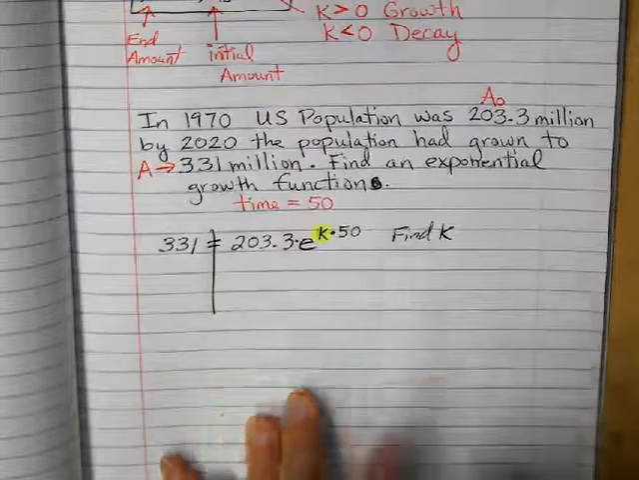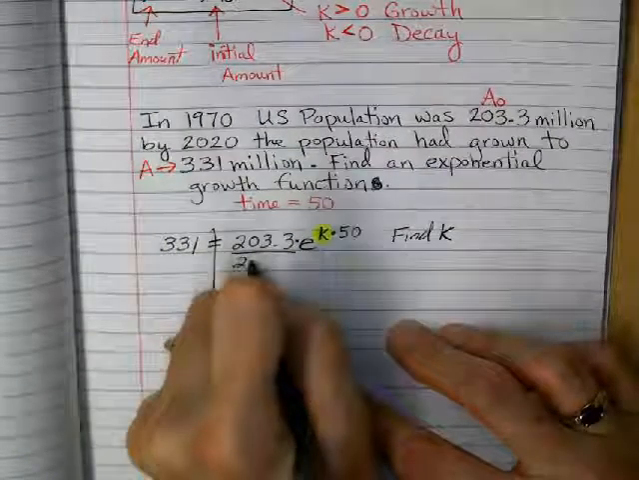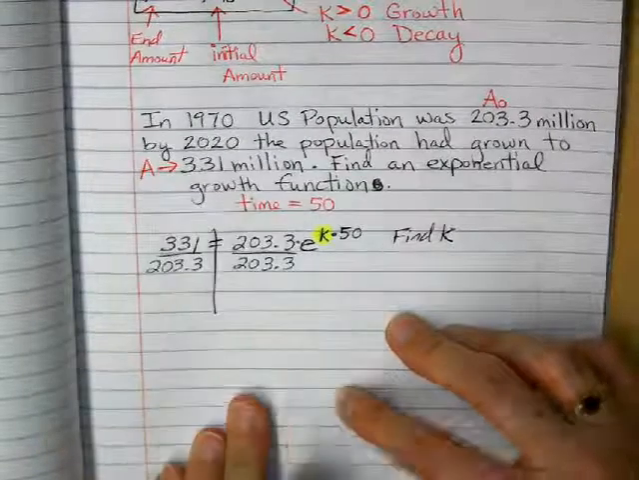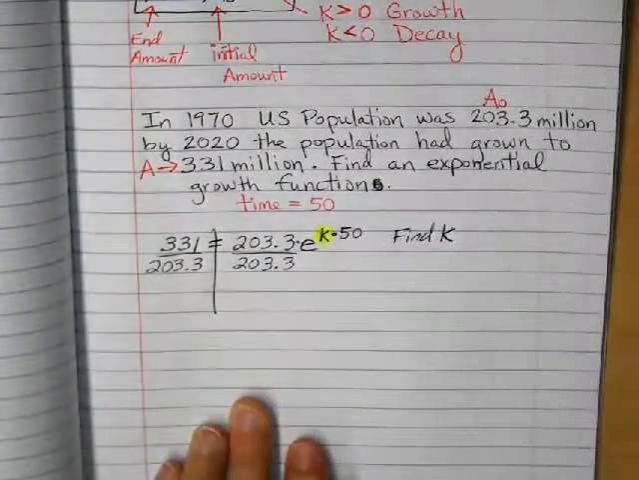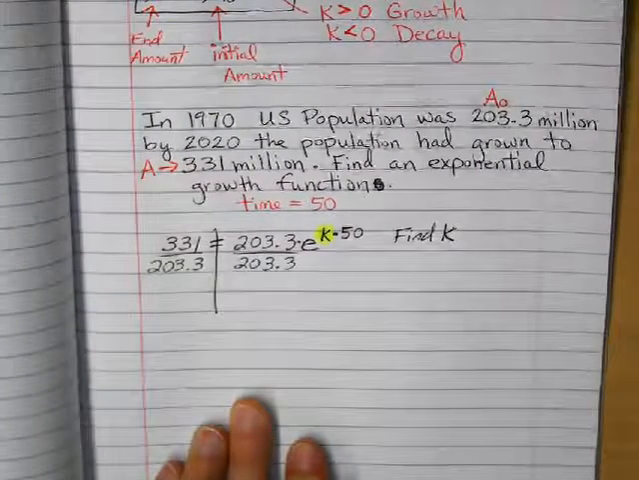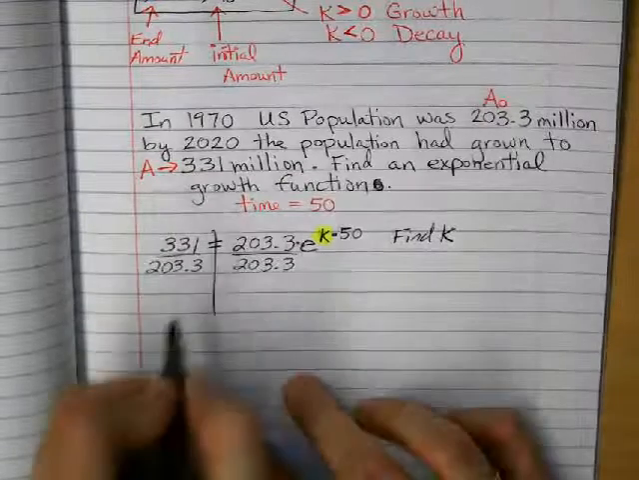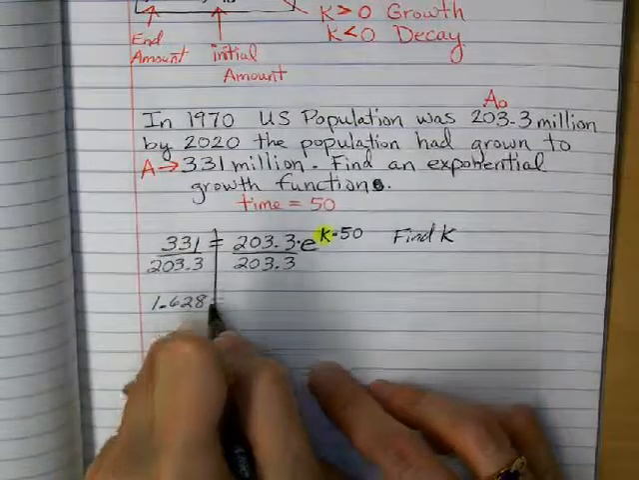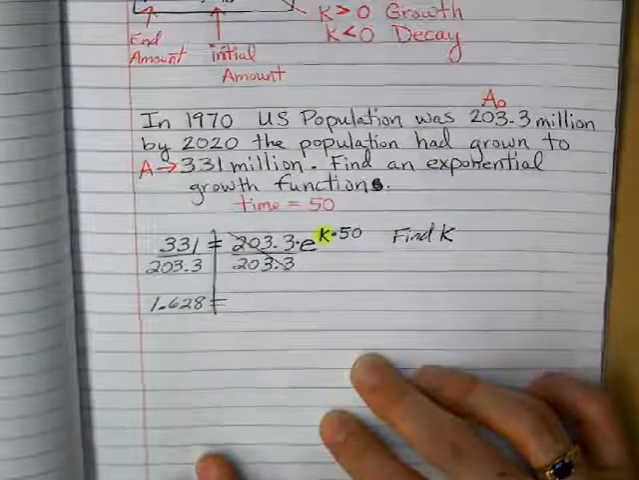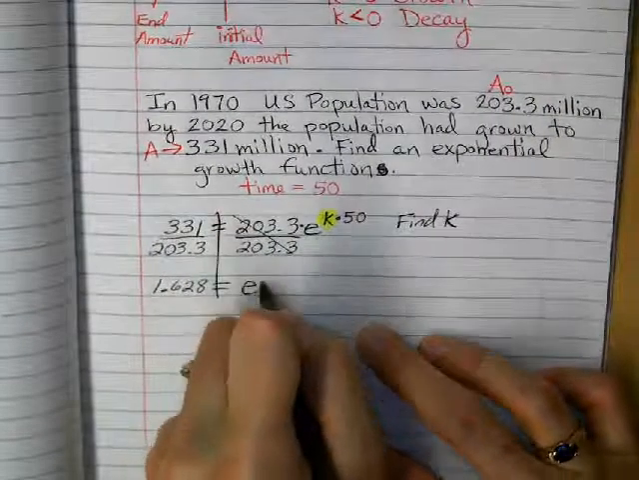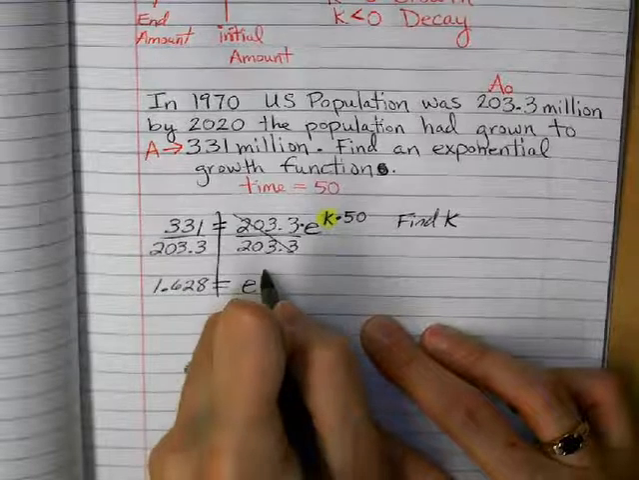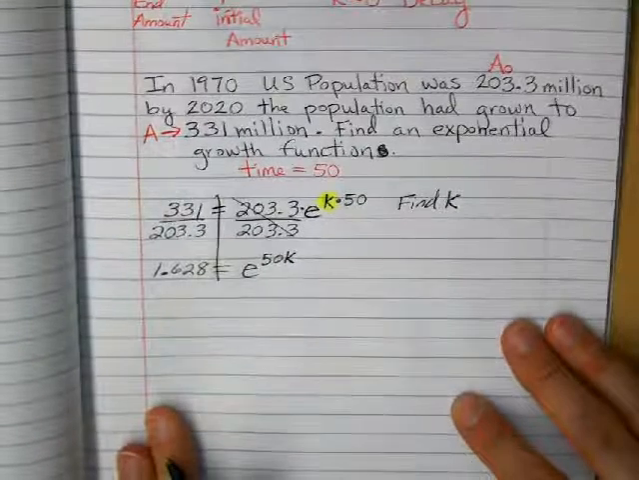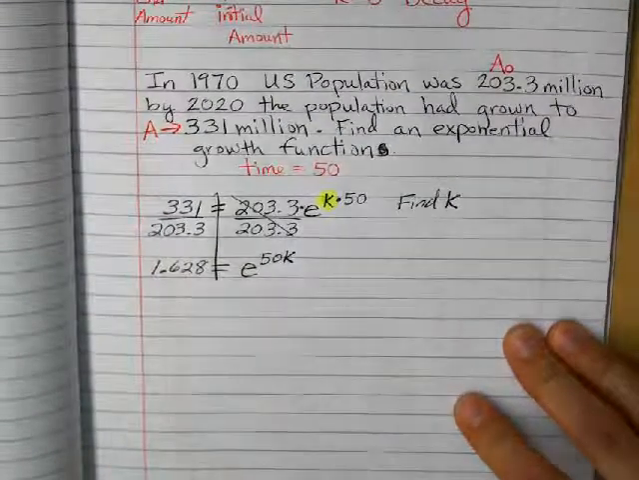Yeah, divide by 203.3. Okay, so let's take 331 divided by 203.3. So I got 1.628 equals, so now that 203 is gone, if you're dividing by 203, now it's e. We still have e, and we still have the 50 and the k up here. The 50, you can write 50k if you want, like 50 times k. All right, now some people know this and some others just need to learn how to do this.